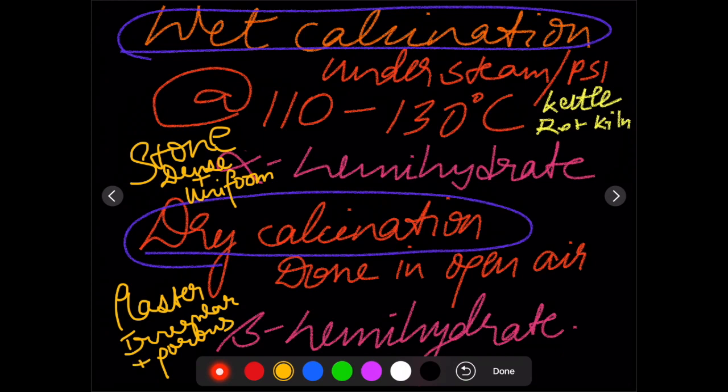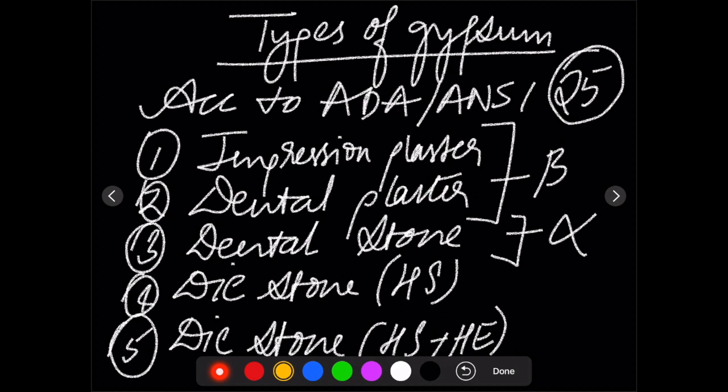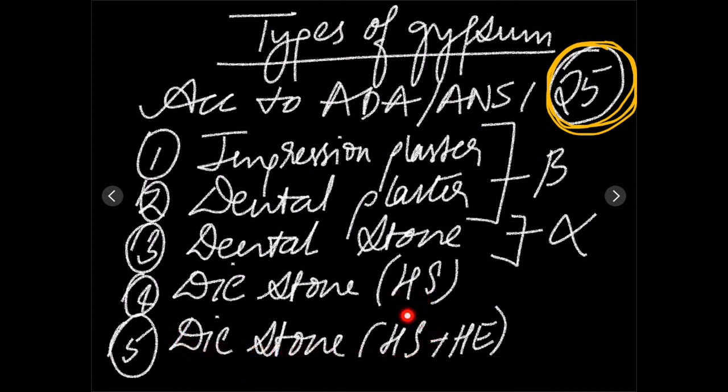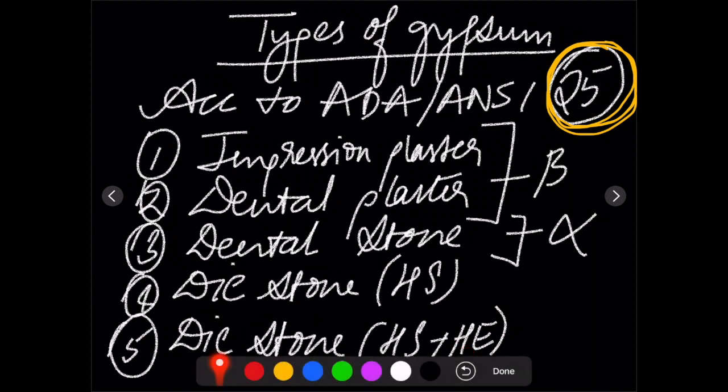Okay, so moving on, let's start off. According to ANSI or ADA, the American Dental Association, the number 25 was the norm used to describe the gypsum products. Okay, so there are five types: the impression plaster, the dental plaster, the dental stone, the die stone or the high strength die stone, and then die stone with high strength and high expansion. Now, when I say beta hemihydrates, these are the impression plaster and dental plaster. The alpha hemihydrate is actually the stone.